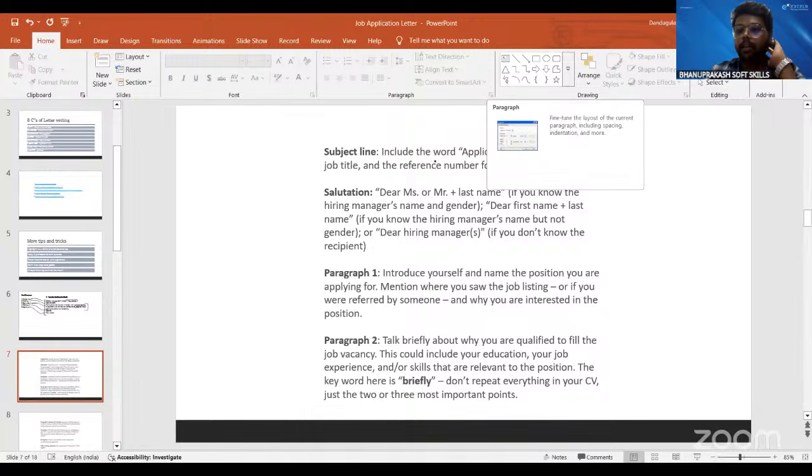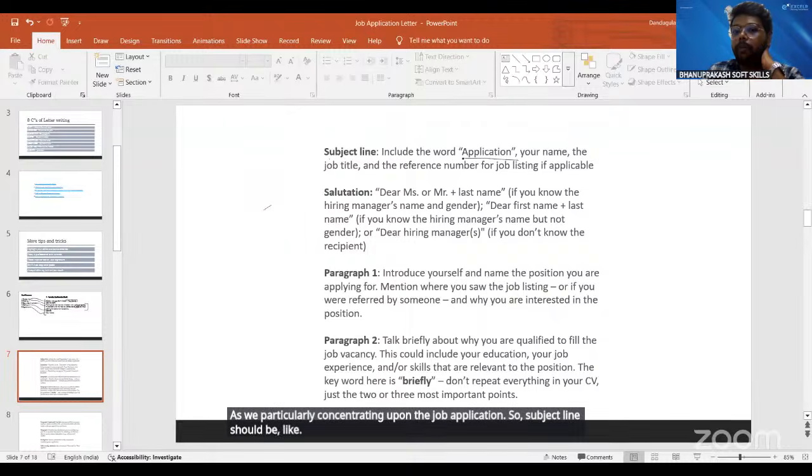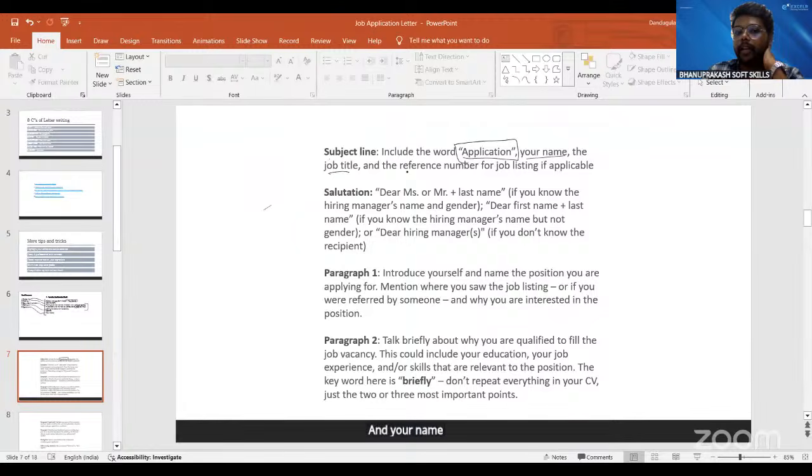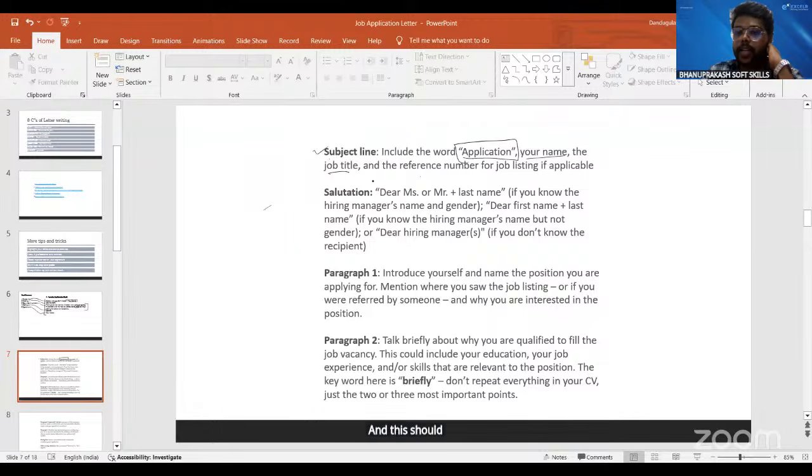As we are particularly concentrating upon the job application, the subject line should include the word application, your name, the job title, and the reference number for the job listing if applicable. Like if you are referred by someone, then you can also mention that reference detail. And this should be included in the subject line.